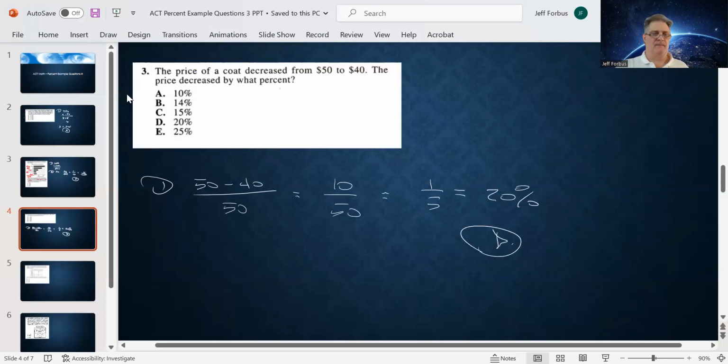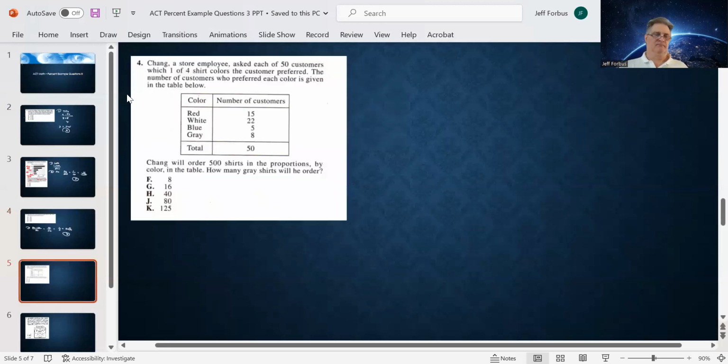Next question. Another table. Chang, a store employee, asked each of 50 customers which one of 4 shirt colors the customers preferred. The number of customers who preferred each color is given in the table. So the colors are red, white, blue, and gray, and the number of customers that preferred each one of those is 15, 22. Blue is 5, gray is 8.